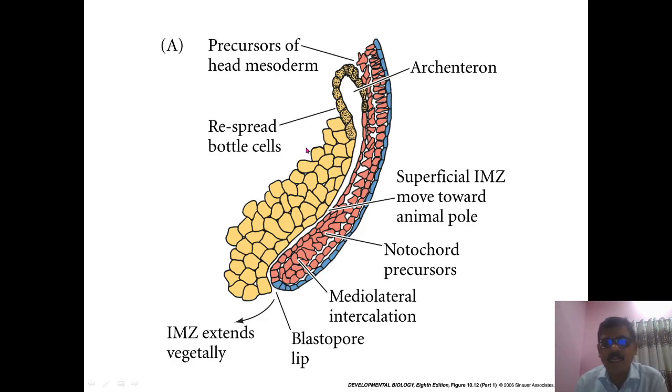This is the Archenteron cavity, and this tube-like structure which will form is the digestive tract. Then this shows the inward movement of the cells, and the blastopore lip will be formed. This is the Archenteron formation, and the cells that are migrating, spreading along the previous layer, is called the involution movement. These are the notochord precursor cells, and this is the blastopore lip.